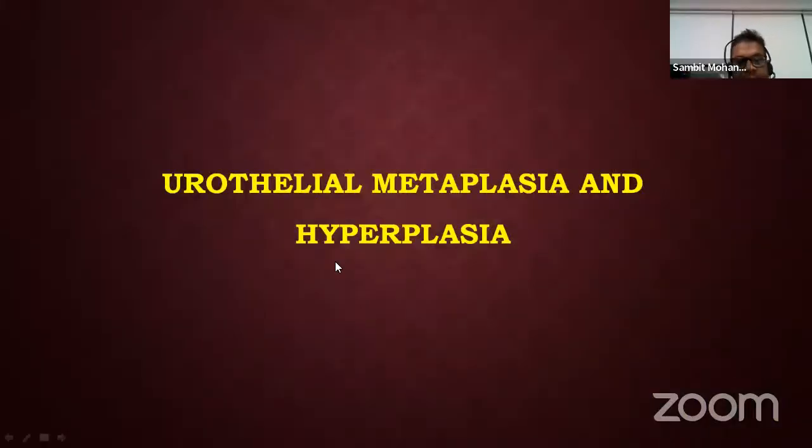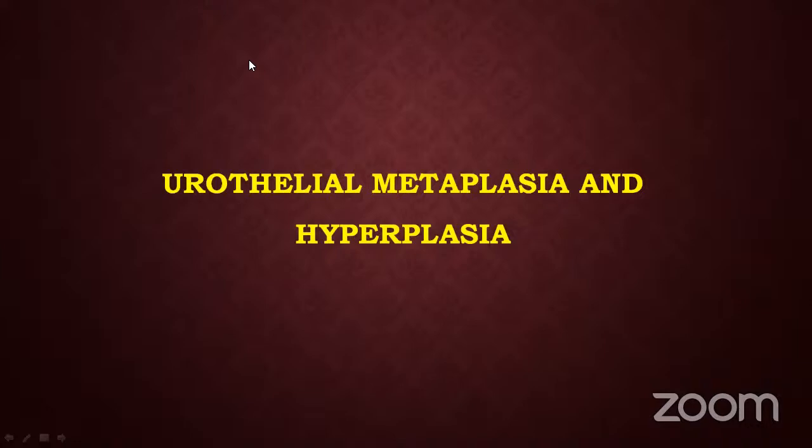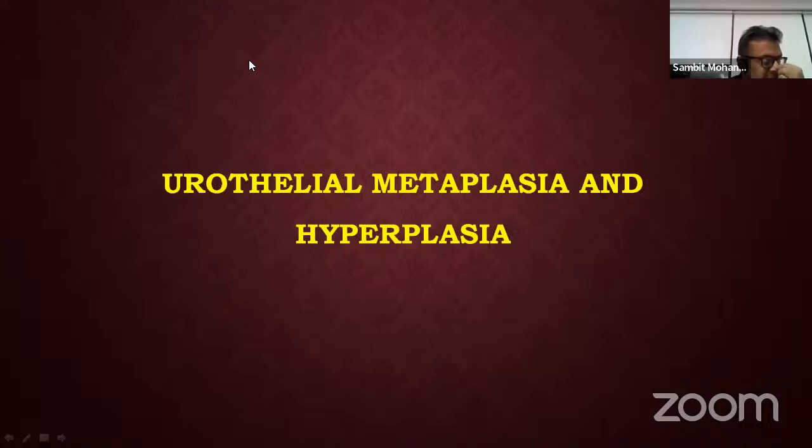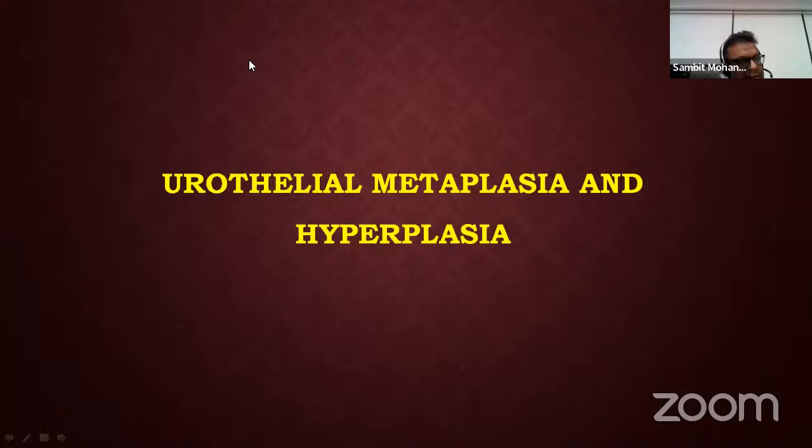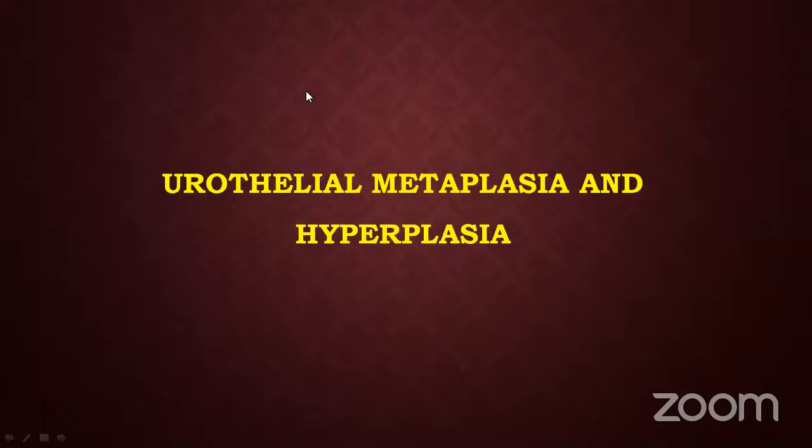Then urothelial metaplasia and hyperplasia. So what is metaplasia, for any first year resident? Replacement of one type of epithelial cell by another type. Just epithelial, or mesenchyme also? Mesenchymal also. Yes, so a mesenchymal cell or epithelial cell turning into another, but it should be a mature, adult type.